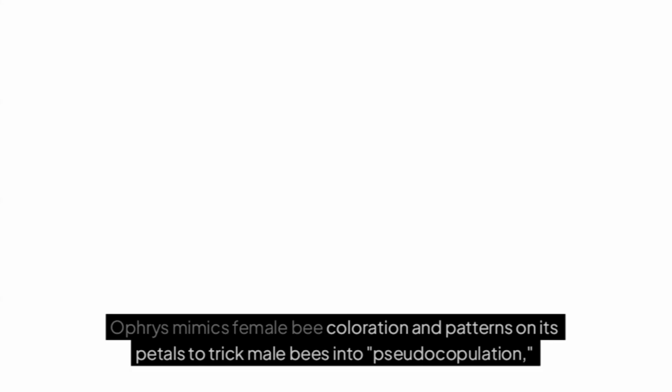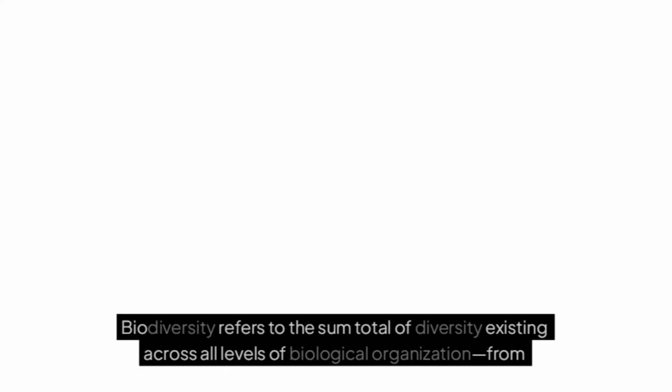Chapter 13. Here is a detailed text-based summary of Chapter 13, Biodiversity and Conservation. 1. What is biodiversity? Biodiversity refers to the sum total of diversity existing across all levels of biological organization, from macromolecules inside cells to entire biomes. The term was popularized by sociobiologist Edward Wilson.